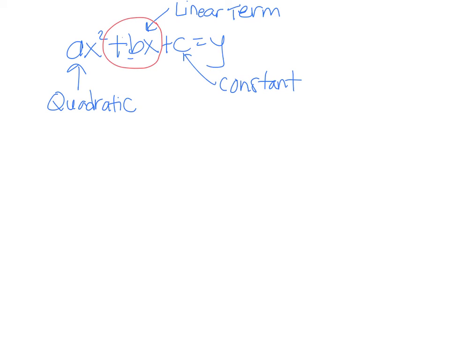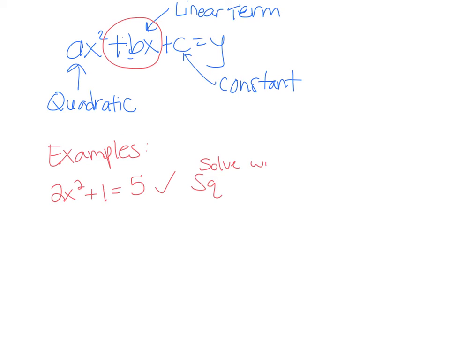You would have to consider factoring, quadratic formula, or the process we'll talk about, completing the square, to force it to be ready for square roots. So, a couple quick examples. If we have 2x squared plus 1 equals 5, check. We can solve that with square roots. Just isolate the squared term and then square root.